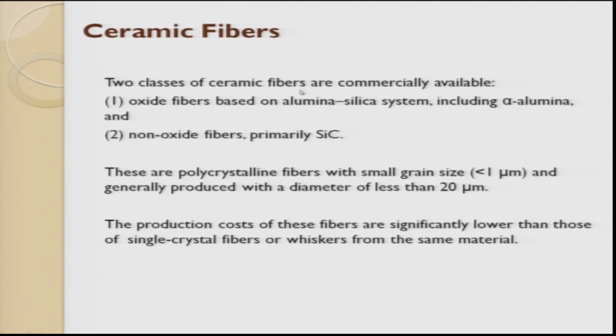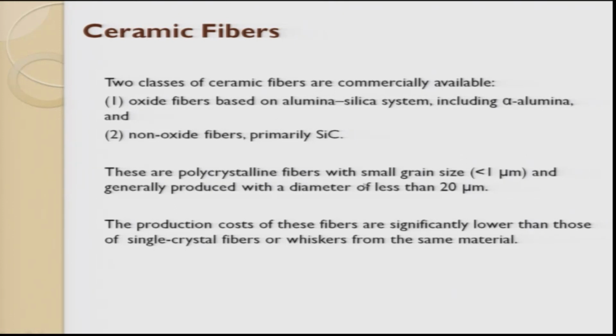Again, the ceramic fibers are of two classifications. Generally, ceramics are classified into oxide and non-oxide. So here the ceramic fibers are also classified into two: one is called oxide and another is called non-oxide. Oxide fibers are basically alumina silica systems, including alpha alumina. They try to coat alumina or silica on top of tungsten carbide. For example, for a non-oxide fiber, they predominantly use SiC material coated on a boron carbide or a tungsten carbide wire, and then they call it a ceramic fiber.